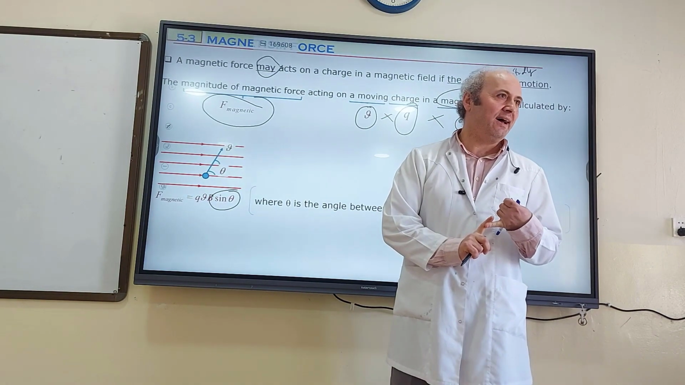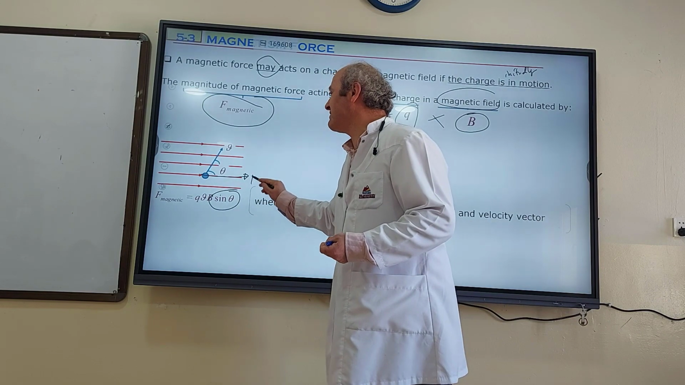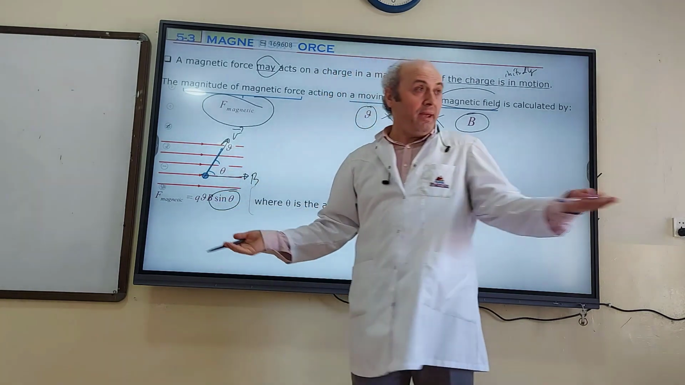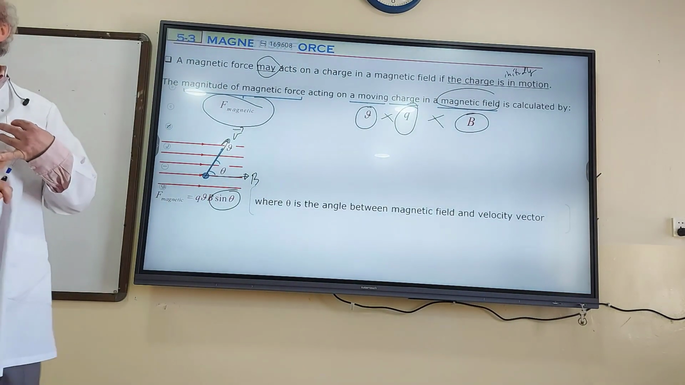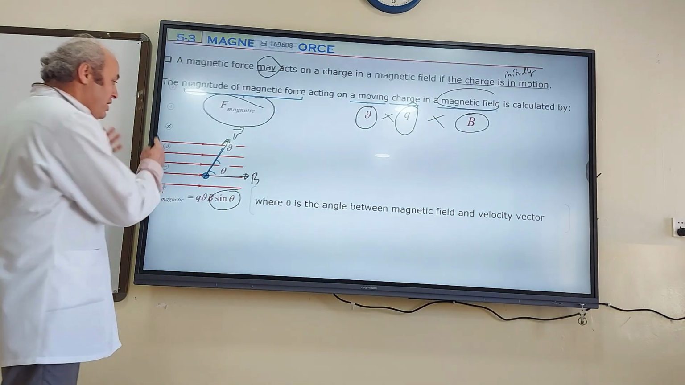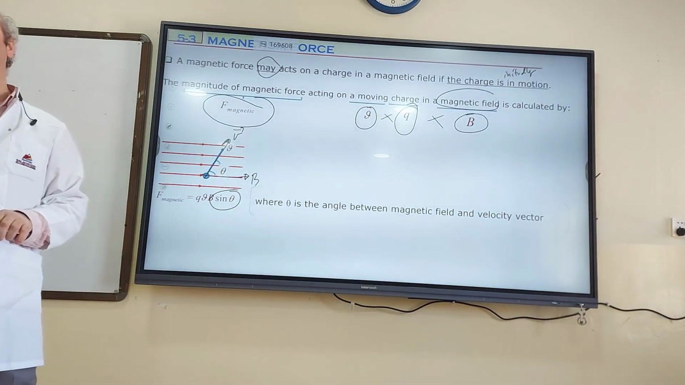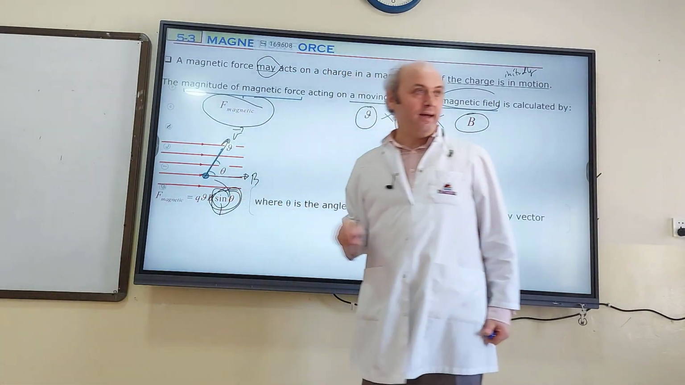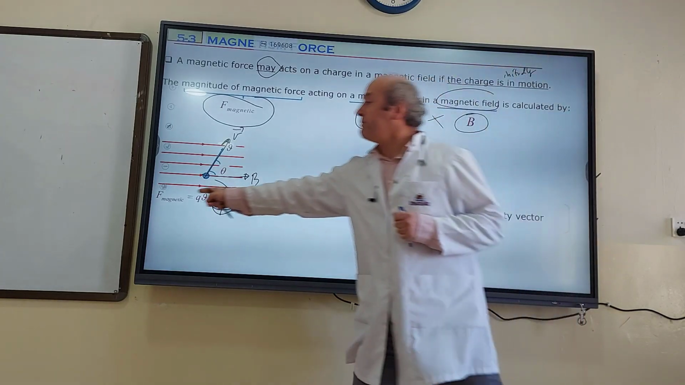What is this theta? Theta is the angle between the magnetic field vector and the velocity vector. This is your exam question. What is theta? Theta is the angle between the magnetic field vector B and the velocity vector V. So Q V B sine theta is the equation for calculating the magnitude of the magnetic force, and according to this angle, the magnitude of the magnetic force changes.